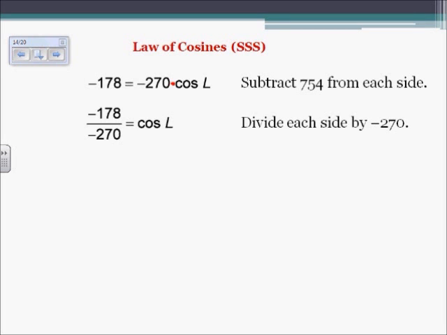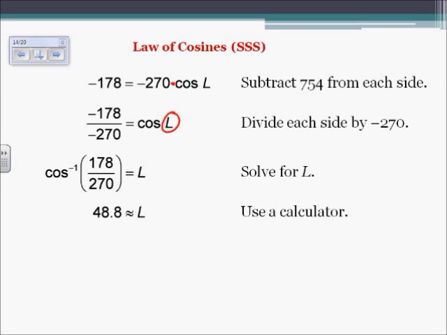And now that we have cosine of L and I want to get just L by itself, we can simply use the cosine inverse. So the final setup will be the cosine inverse of 178 over 270 equals L. Of course, we plug that into our calculator and solve, and we have L is approximately 48.8. So that is solving for an angle given three sides using the law of cosines. Repeating the final answer, the measure of angle L is approximately 49 if you're going to the nearest degree.